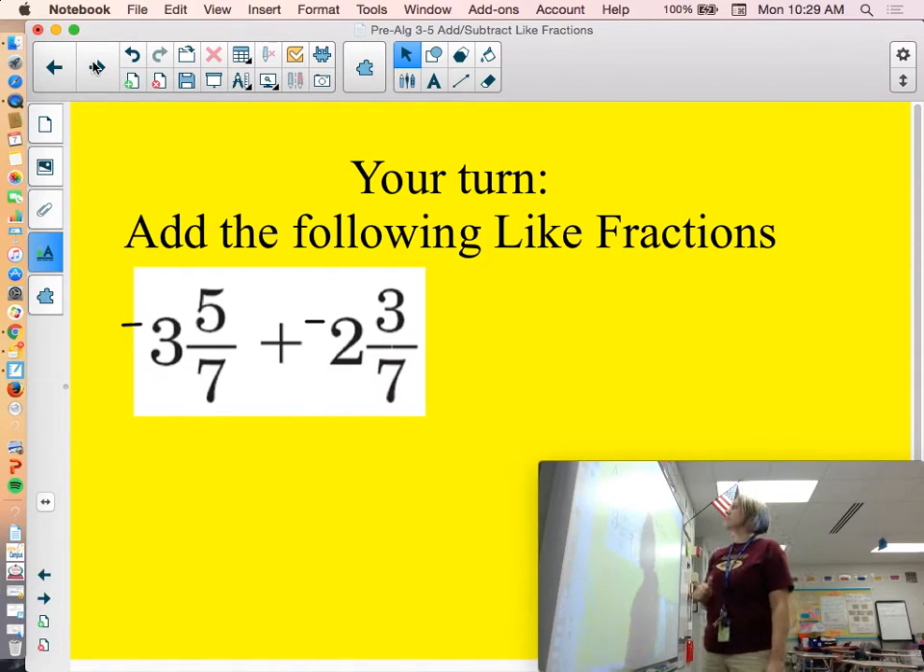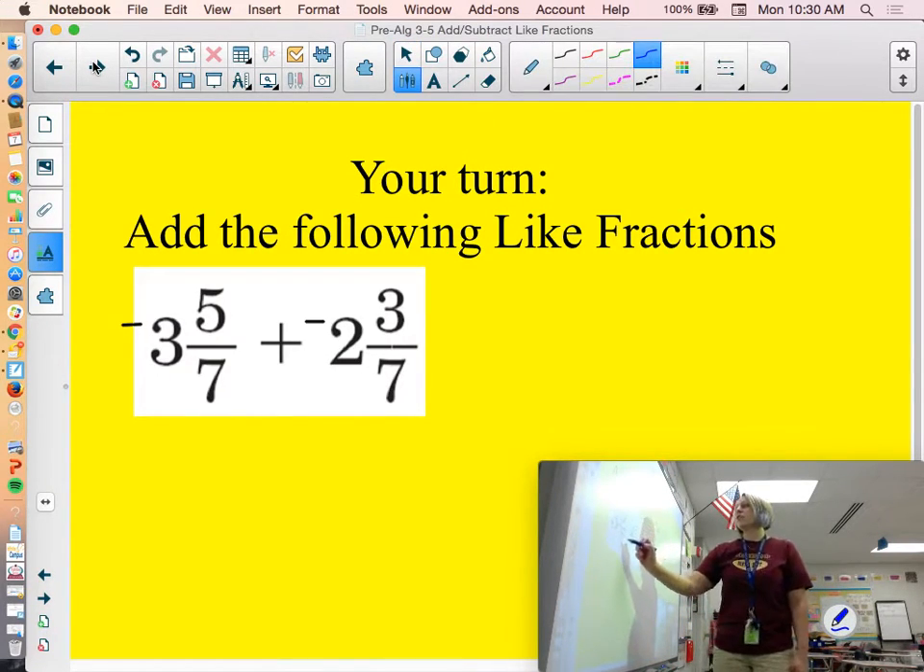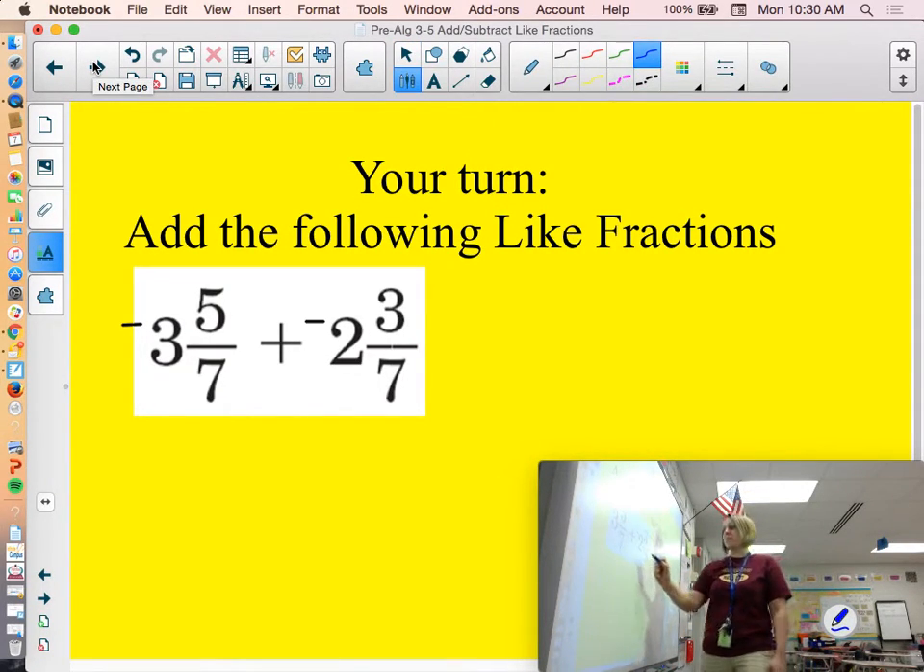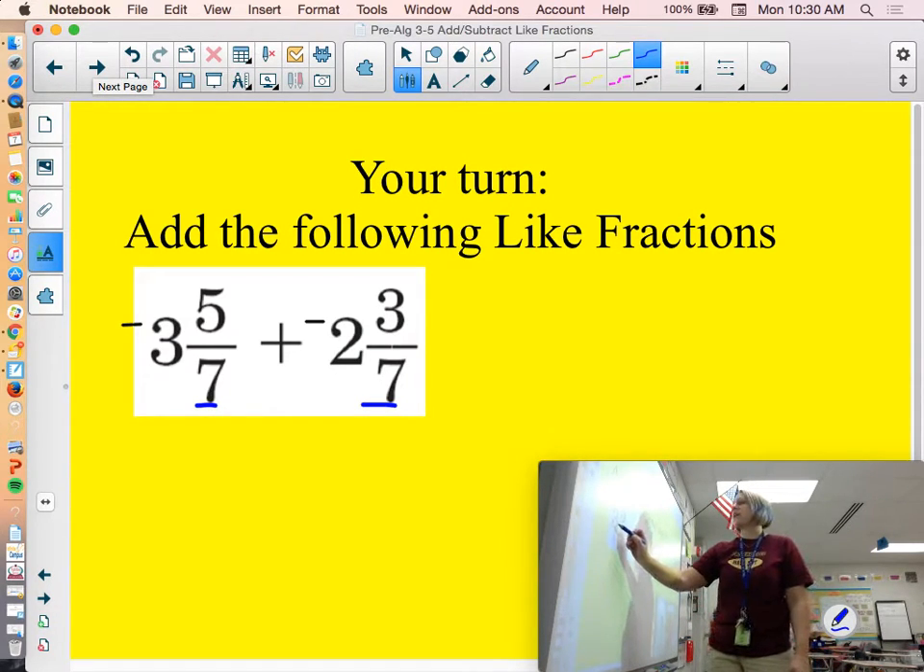All right, let's look at one more. Add the following. Try it. Negative 3 and 5/7 plus negative 2 and 3/7. All right, again, you need a common denominator. We have 7ths and 7ths, so we're good to go. We also need an improper fraction.